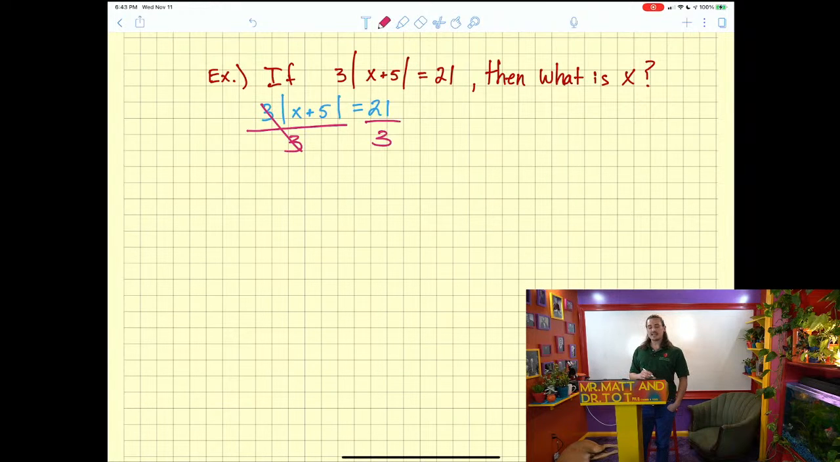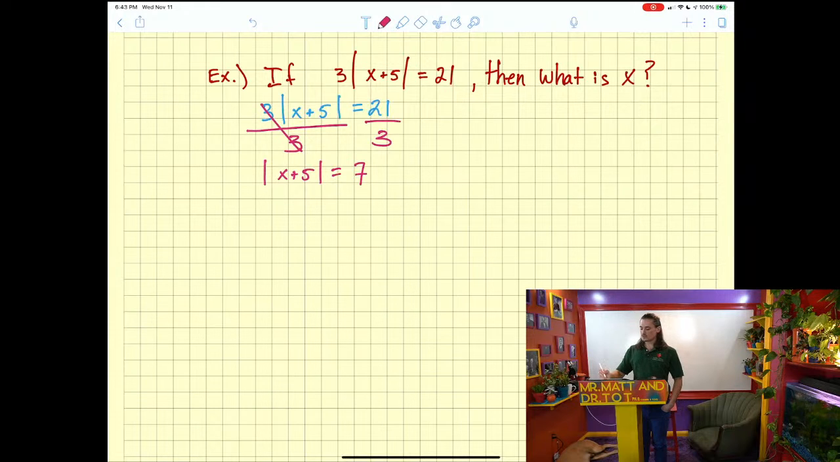Notice on the left-hand side, the 3's will cancel out, and so we get the absolute value of x plus 5 is equal to 21 divided by 3. 21 divided by 3 is 7. So we get the absolute value of x plus 5 is equal to 7.